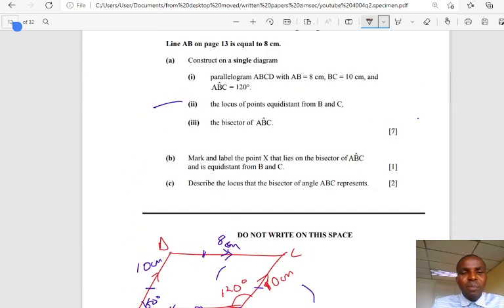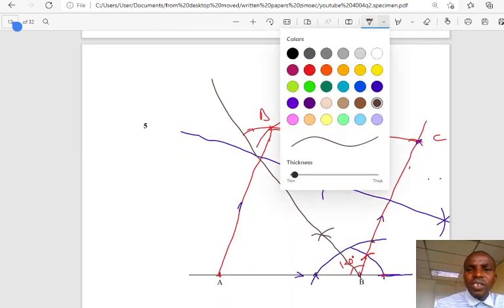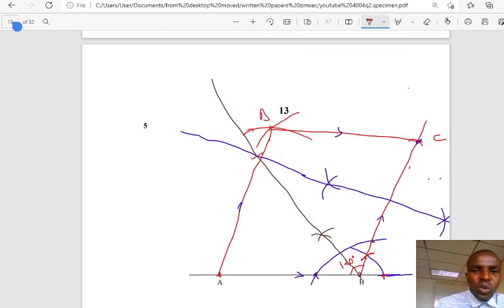Next, mark and label the point X that lies on the bisector of angle ABC and is equidistant from B and C. Equidistant means that's locus number, that's point number 1, and satisfies also the bisector. So where the two lines meet, that's where the point X lies. Then let me check here where the two meet. So they are meeting at this point. So you can mark that, that's your X, done.